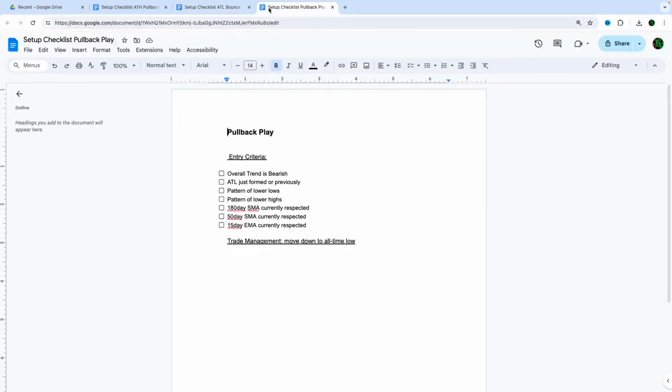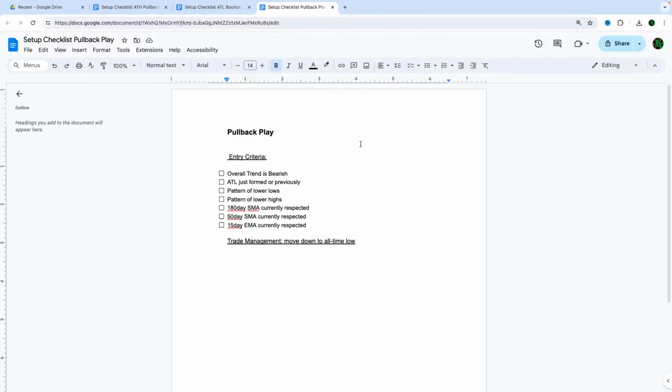Pretty straightforward. Next, the pullback play, one of my favorite setups personally. Entry criteria. Overall trend is bearish. All-time low just formed or previously. Pattern of lower highs. Okay. Pattern of lower lows. Or I read that backwards, but lower lows, lower highs. We want to see both being played out on that chart.